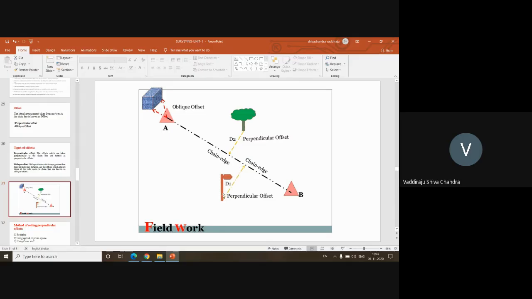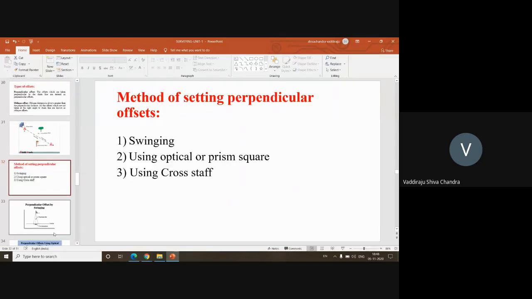So how do we measure these offsets? Any instruments which you have learned? Cross staff. Offset rod. So there are multiple instruments. One is the basic instrument which we generally use, the cross staff, and we can also use a prism square or an optical square. And if these three instruments are not available, then you can also use a normal tape. Using a normal tape also, by the mechanism of swinging, you can set an offset in the field.